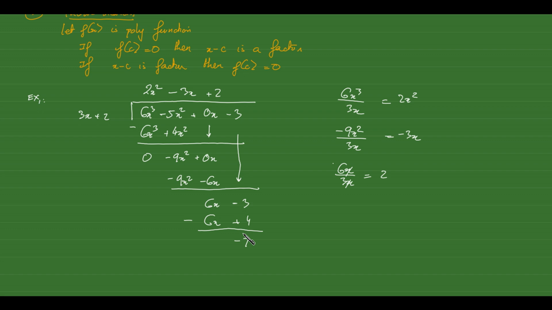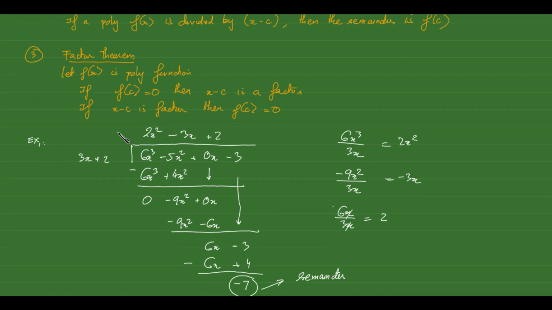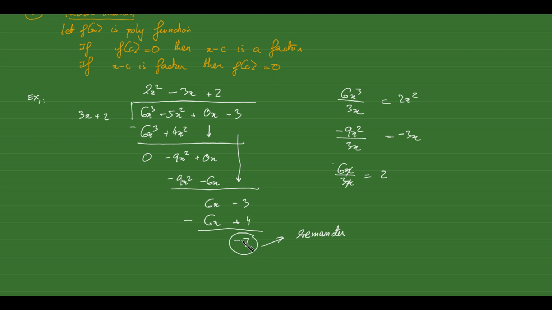What does it mean? This is the remainder. We have to stop right here because negative 7 is 0 degree and the divisor is first degree, so it's smaller and we cannot do more division. So this is the remainder. It means the divisor is not a factor, because the remainder is not 0. If f(c) is 0, then it's a factor, but here it's negative 7, not 0. So neither the quotient nor 3x plus 2 is a factor. None of them is a factor.